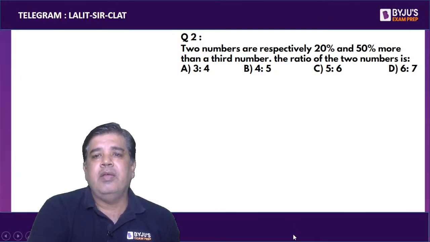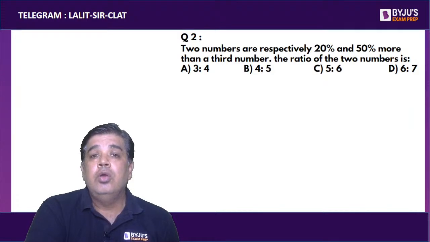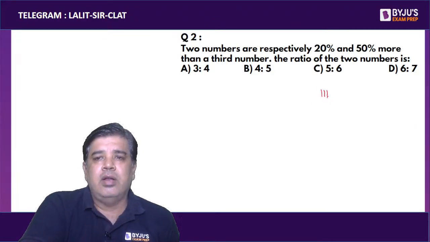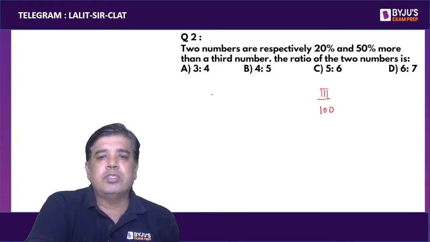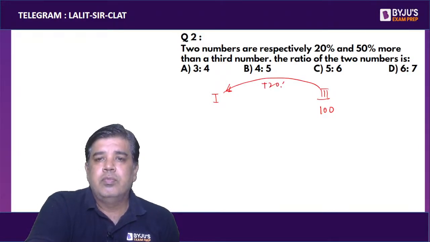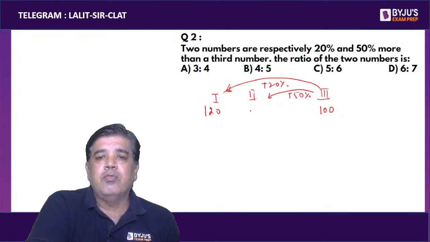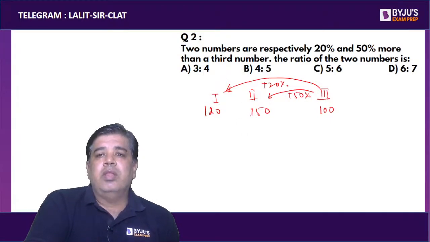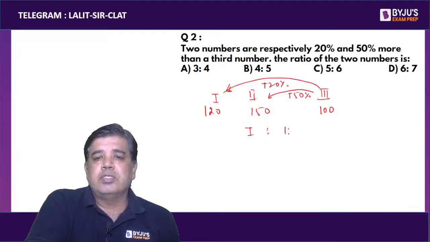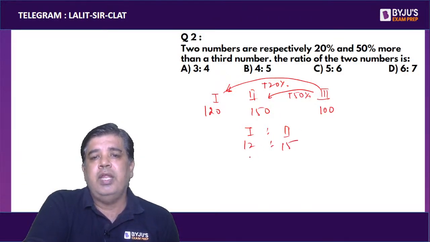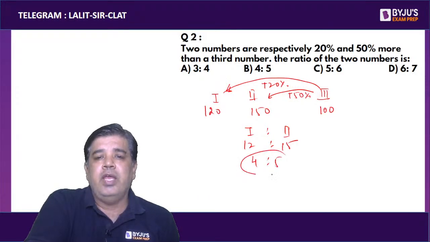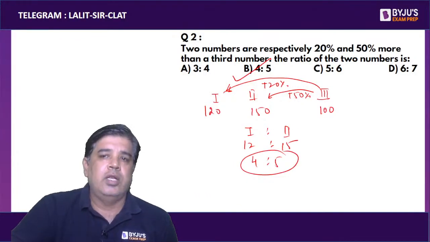Two numbers are respectively 20% and 50% more than the third number. Let's say the third number be 100. So the first number is how much more? It is 20% more, so 120. And the second number is 50% more, it means 150. What is the ratio of the first two numbers? So the ratio of first and second will be 120 is to 150, that is 12 is to 15. So 3 into 4, 3 into 5, 4:5 is the ratio of the two numbers.